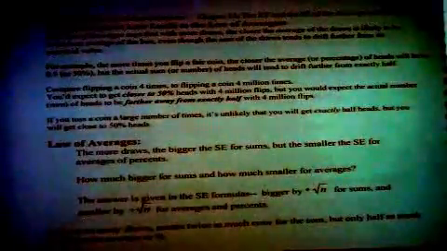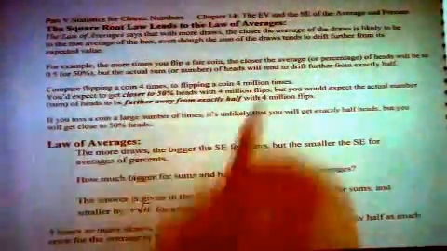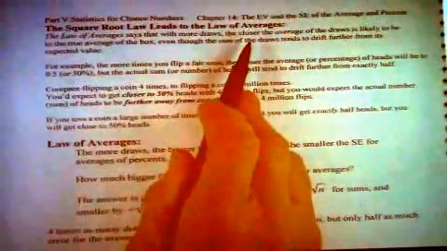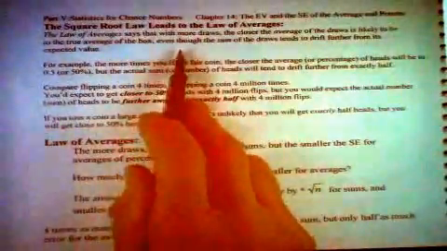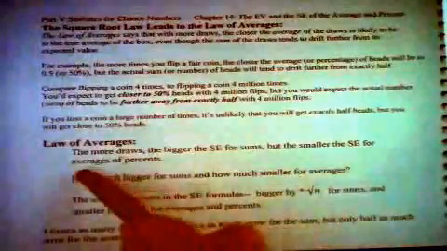Okay, so this square root law leads to the law of averages. What does the law of averages say? This law of averages says what? That with more draws, the closer the average of the draw is likely to be to the true average of the box, even though the sum of the draws tends to drift further away. What do I mean by that?